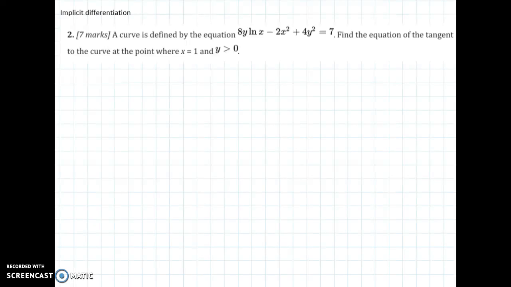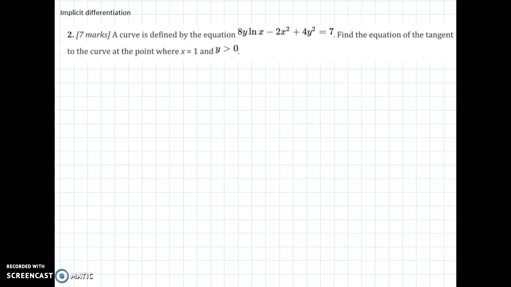We already discussed why sometimes we need to apply implicit differentiation. In this video, I'm going to show an example, and I'm working through an exam problem. They're giving us a curve, and they're asking us to find the equation of the tangent to the curve at the point where x is equal to 1 and y is positive.